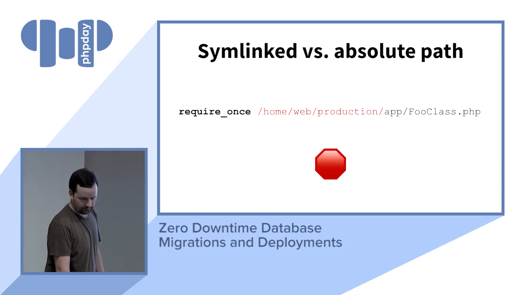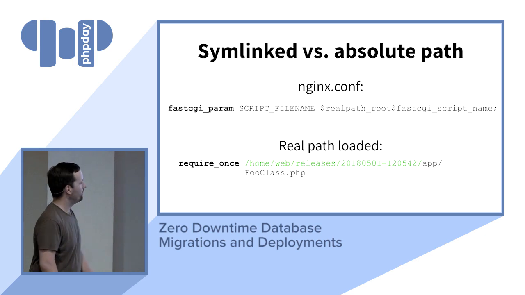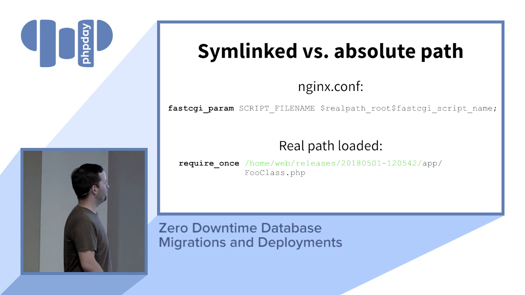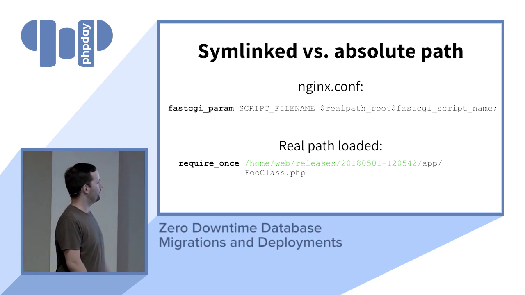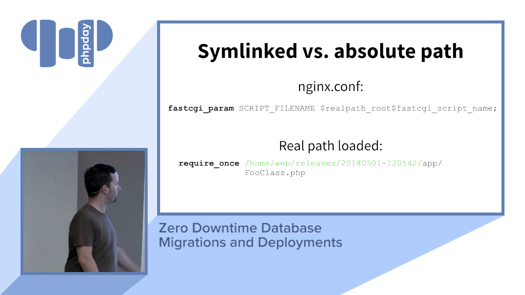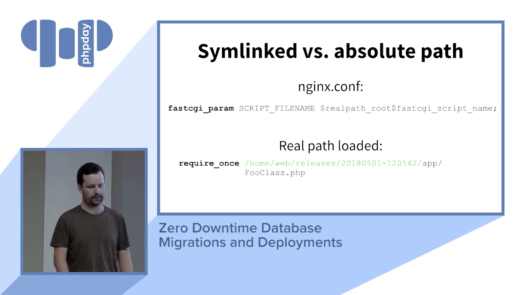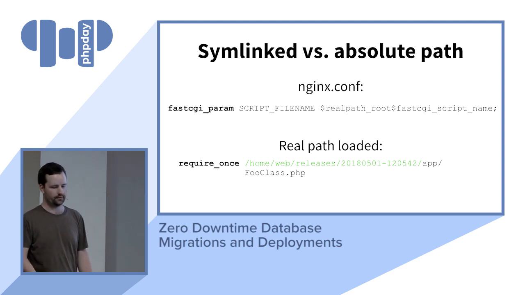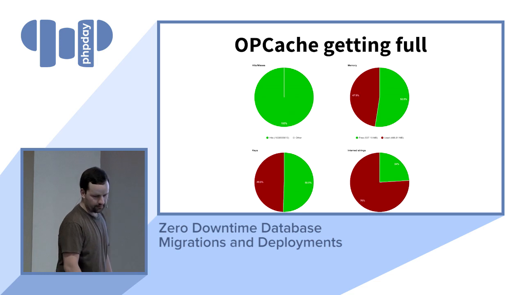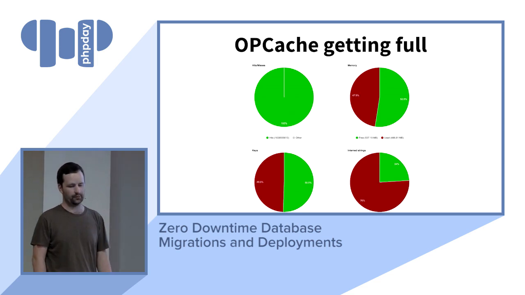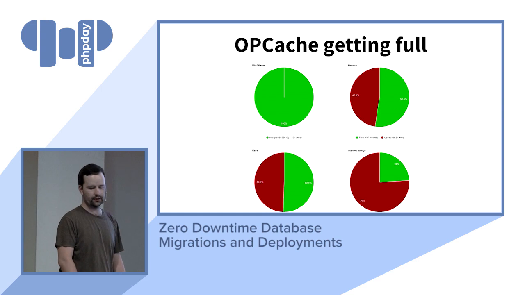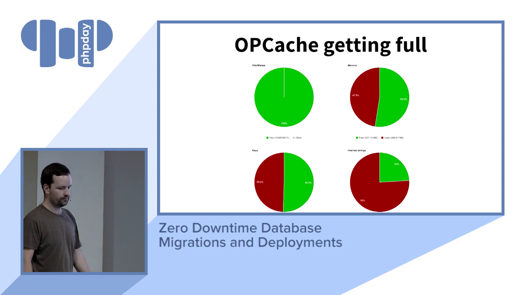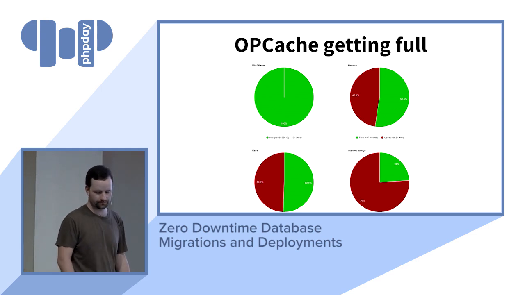The solution to this is passing the right parameter to PHP-FPM, which will expand the symlink paths. So actually, this is what the final path that is required in the application looks like. There is no longer any surprise about what gets loaded and what doesn't. But with this approach, you have one problem. Because of different file paths, the OPcache caches the whole application again. So the more deployments you do, the faster the OPcache is getting full.